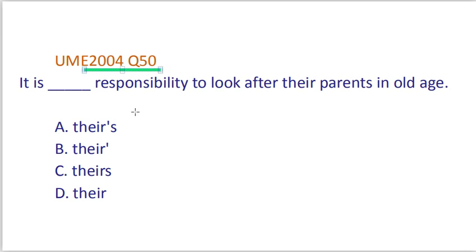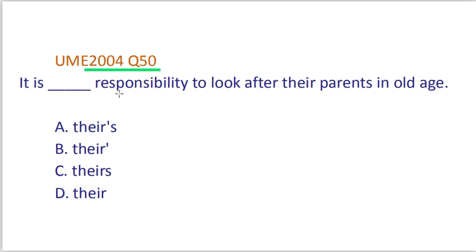UME 2004, question 50. It is dash's responsibility to look after the parents in old age. A, theirs, T-H-E-I-R apostrophe S. B, their, T-H-E-I-R apostrophe. C, theirs, T-H-E-I-R-S. D, their, T-H-E-I-R. Look at it. It is dash's responsibility.